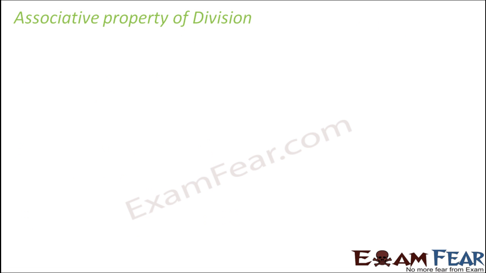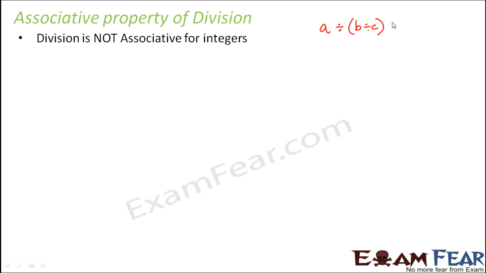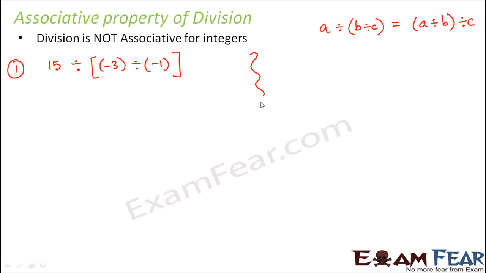Let's look at the third property, that is the associative property. Now, this property also is not true for division of integers. Had this been true, then (A divided by B) divided by C should have been equal to A divided by (B divided by C). Now, let's see if this is actually true or not. So, for that again, we take an example. Let's say (15 divided by minus 3) divided by minus 1. So, this is our left hand side, and let's say the right hand side is 15 divided by (minus 3 divided by minus 1).